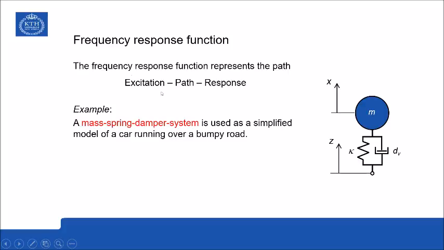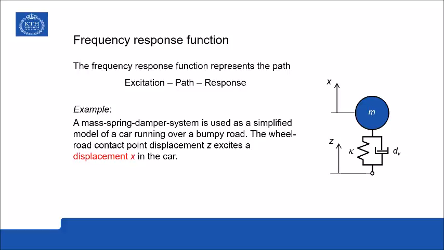And this can, for example, be used as a very, very simple model of a car running over a bumpy road. So the Z here is in principle then the position of the contact point between the wheel and the road surface. And x here is of course the car body position. So the question now is how the contact point position Z here affects the car body position, car body displacement x.